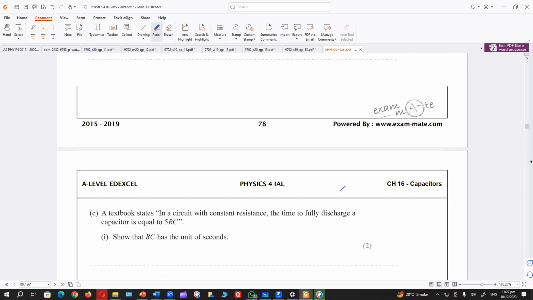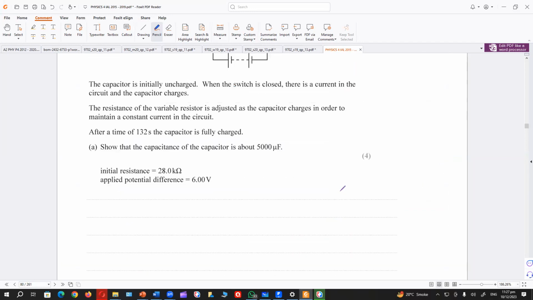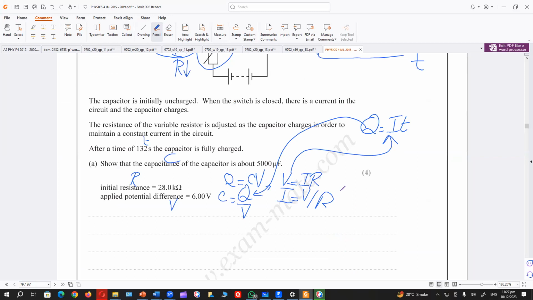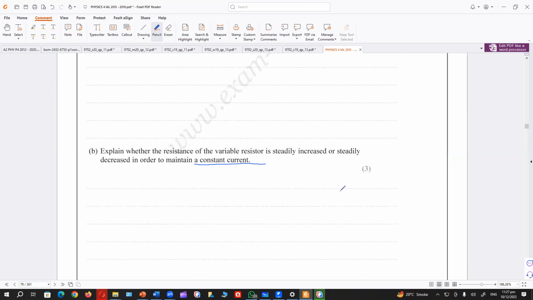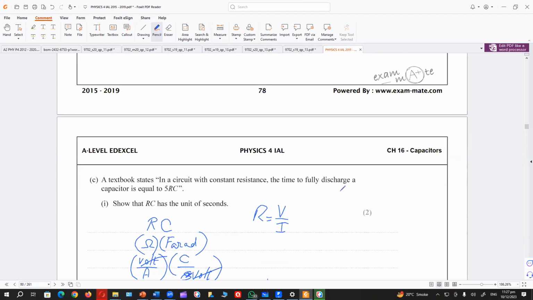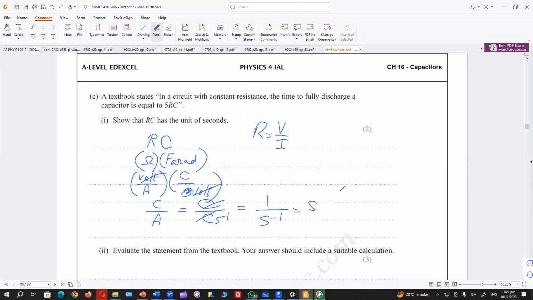What's our resistance? 28 kilo ohm. But I think that's a different part. I don't know if it's related to that. If it's a different part, then how can we calculate it? I think it's just telling us to evaluate. No, it says to calculate too. But we need some values.